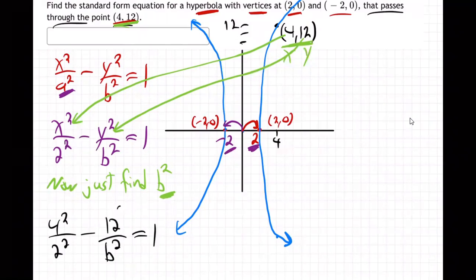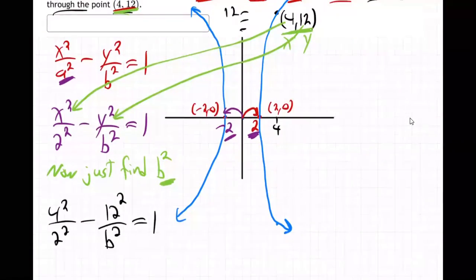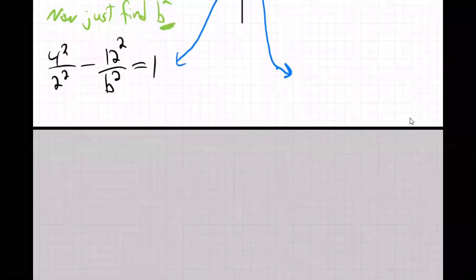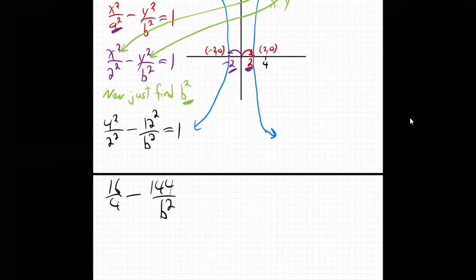So I got to work everything out here. So let's do that. Okay, so this is going to be 16 over 4 minus 144 over b squared is 1. Just use your calculator if you need to. And 16 over 4 is 4.